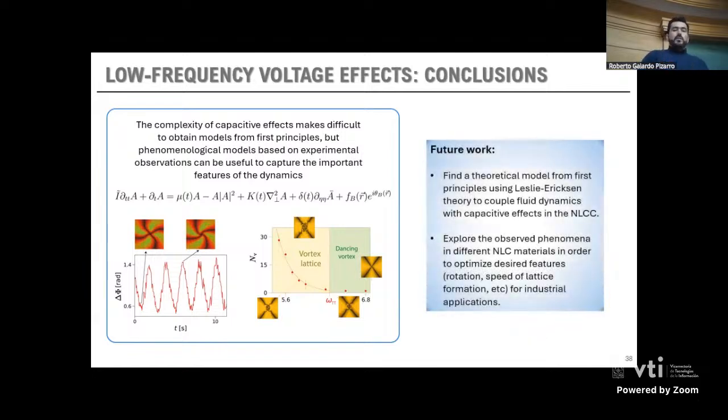So as future work, we can find a theoretical model from first principles using Leslie-Ericksen theory to couple the dynamic of the fluid with the capacitive effects that are happening for low frequencies in the voltage.